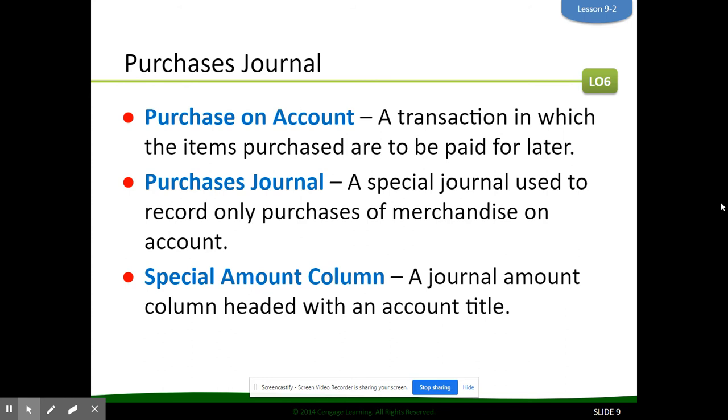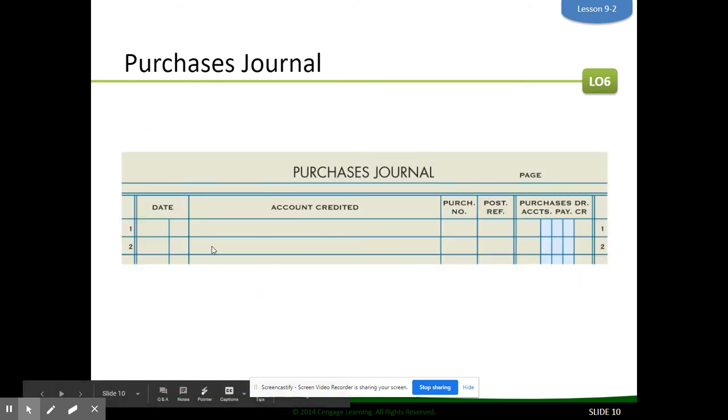So today, like I said, we're going to focus on the purchases journal. A purchase on account transaction is a transaction in which the items purchased are to be paid for later. The purchases journal is a special journal used to record only purchases of merchandise on account, like we just talked about. And these special journals are going to have special amount columns. A journal amount column headed with an account title is going to be for specific accounts only. And we will see that when we look at the purchases journal here.